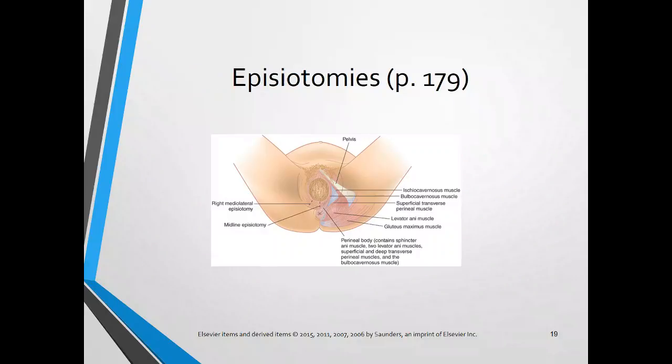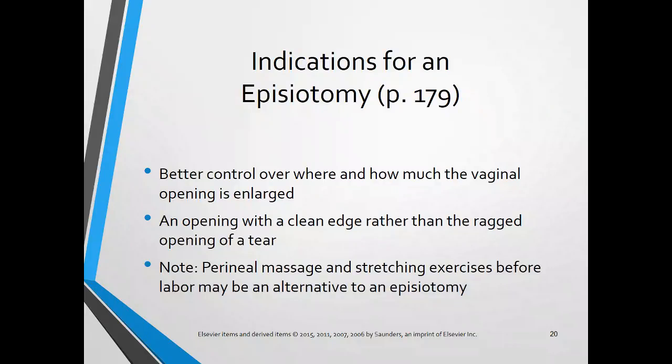So here's just a picture of what an episiotomy looks like. There's the midline, and then it can be done either right or left. So what are some reasons for an episiotomy? There's better control over where and how much the vaginal opening is enlarged. So this helps prevent a fourth degree.